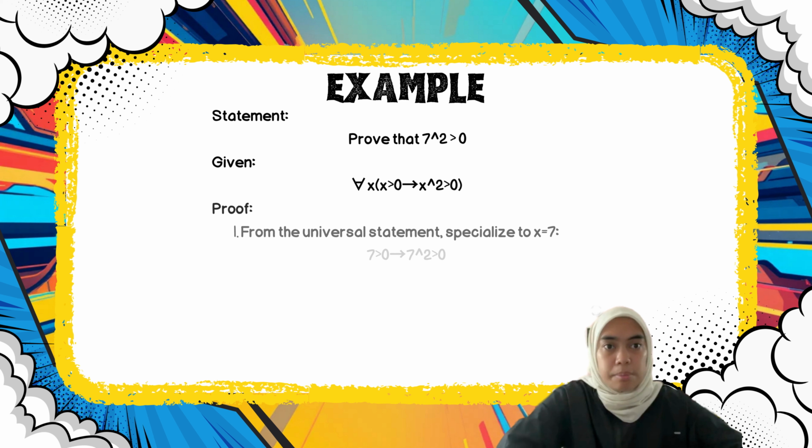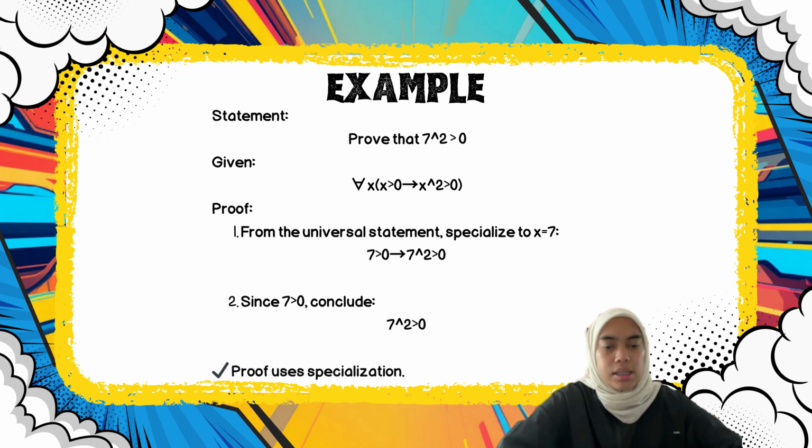Another example of the specialization method is the statement: prove that 7 squared is more than 0. Given that if x is more than 0, then x squared is more than 0, we prove it first by specializing the universal statement to x equals 7. 7 is more than 0, then 7 squared is more than 0. Second, since 7 is more than 0, we conclude that 7 squared is more than 0. So this proof uses the specialization method.